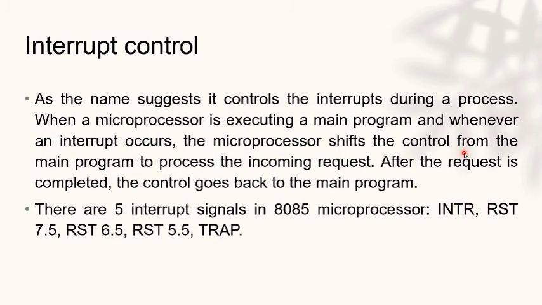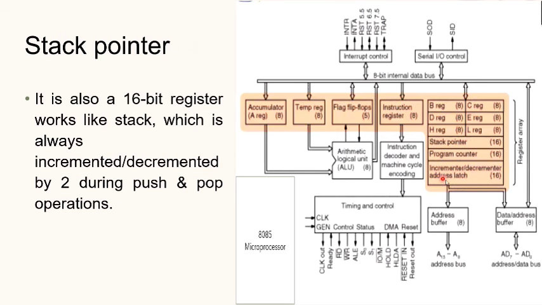And then interrupt control. As the name suggests, it controls the interrupts during a process. When a microprocessor is executing a main program and whenever an interrupt occurs, the microprocessor shifts the control from the main program to process the incoming request. After the request is completed, the control goes back to the main program. Here you are able to see, right? So this is interrupt control.